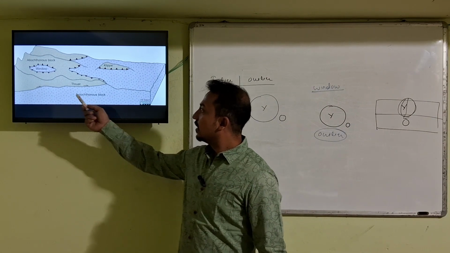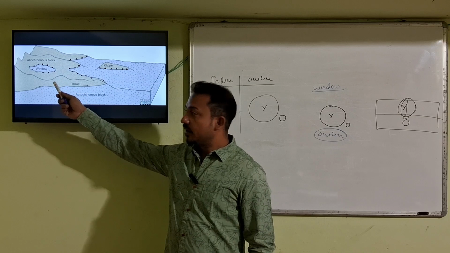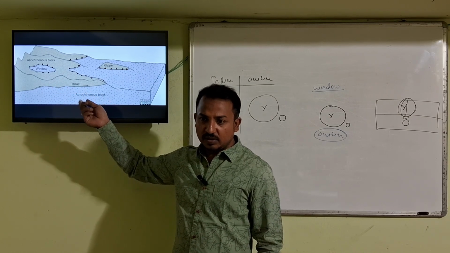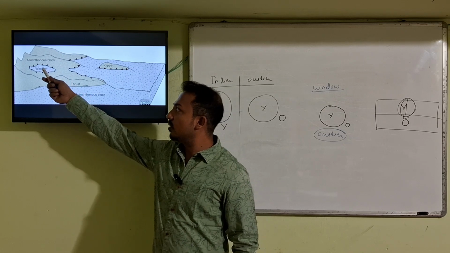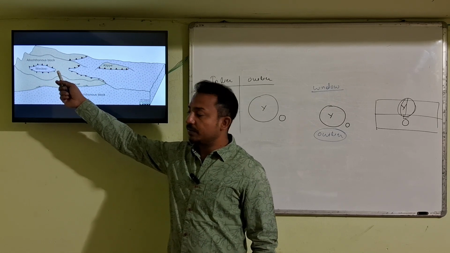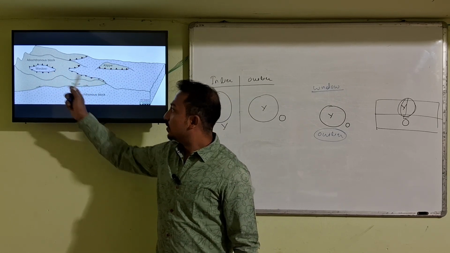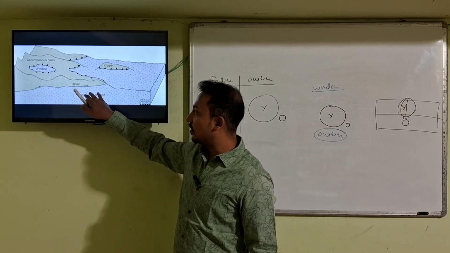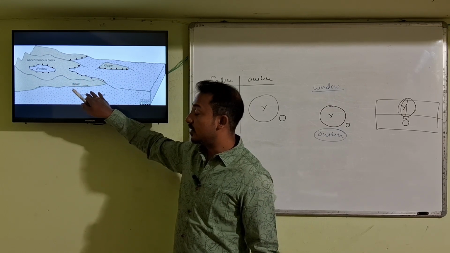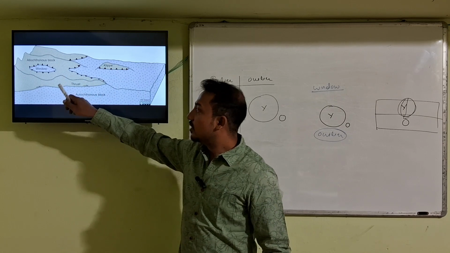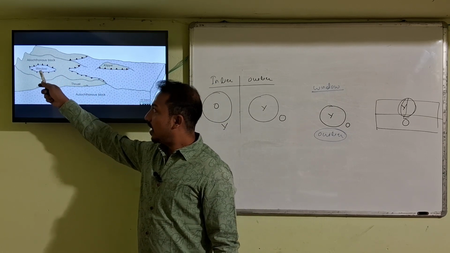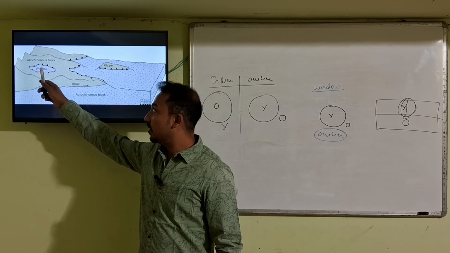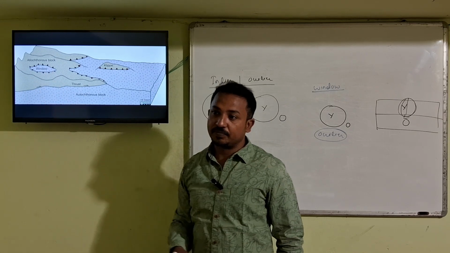In this case, this is your thrust block. It is sliding over this block. This block is stagnant. It is called the autochthonous unit, and this is called the allochthonous unit because it is moving. So this is the lower block, this is the upper block. This is the footwall, and this is the hanging wall. If this part erodes, it will expose the lower block.